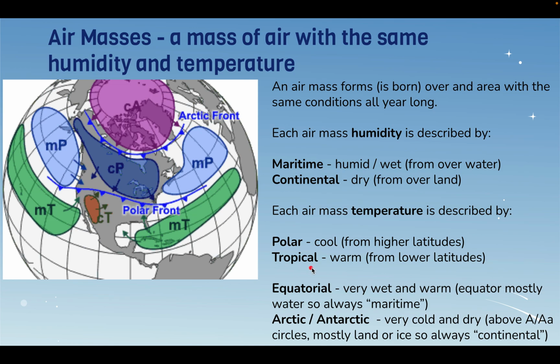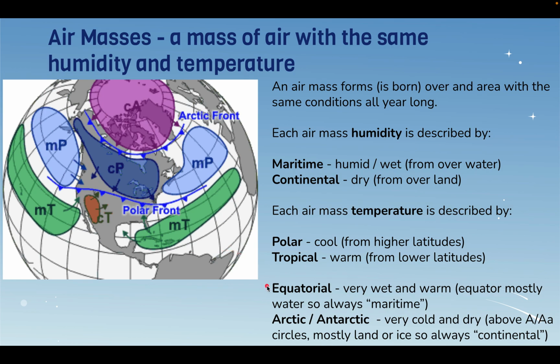On the other hand, tropical air masses, these are warm air masses. Their temperatures are generally warm. They form in lower latitudes or in latitudes near the equator. So equator is about here. These are air masses that form near the tropics area or near the equator.